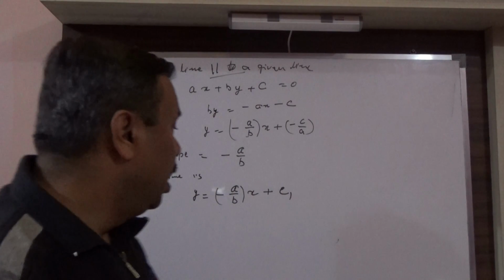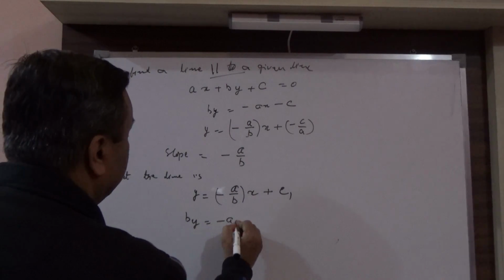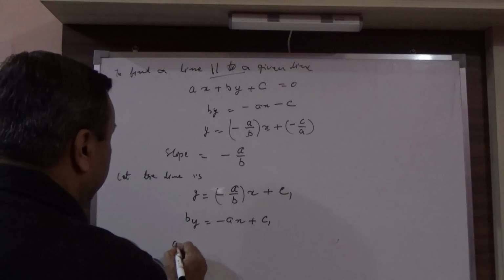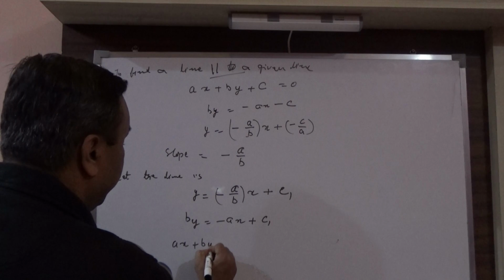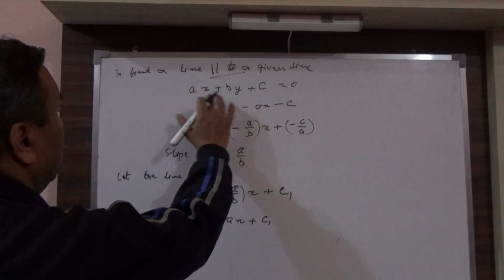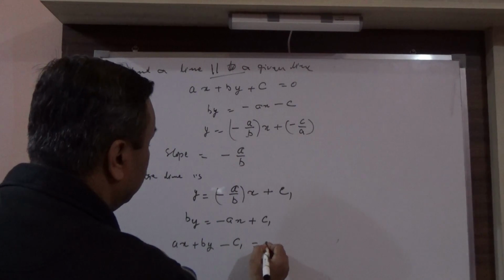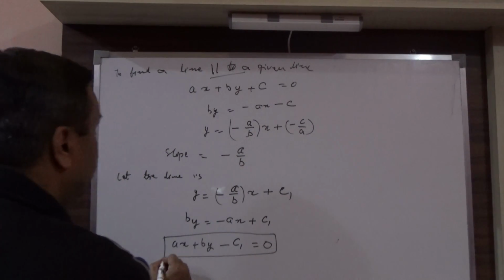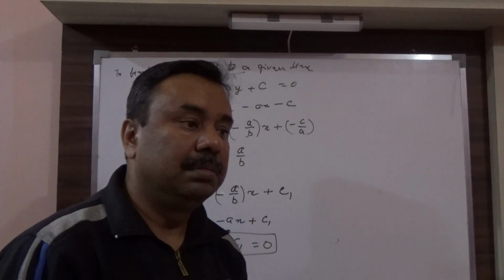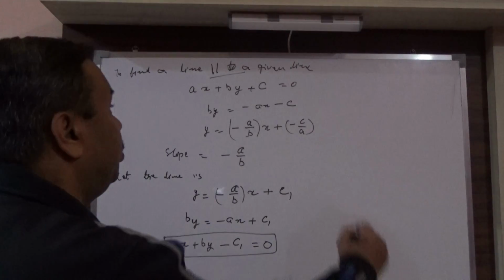Now if I simplify it, what I get is by equal to minus ax plus c1, or take everything to one side, then it will become ax plus by. You see these two, ax plus by, the same thing is coming. And then minus c1 is equal to 0. This will be the equation of the new line.